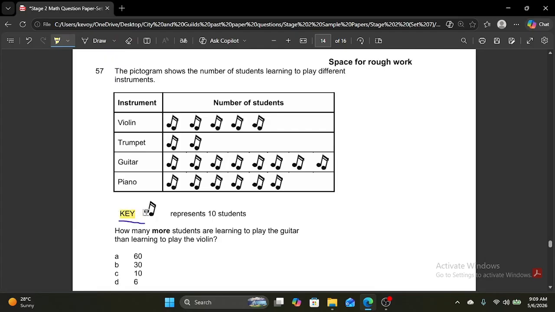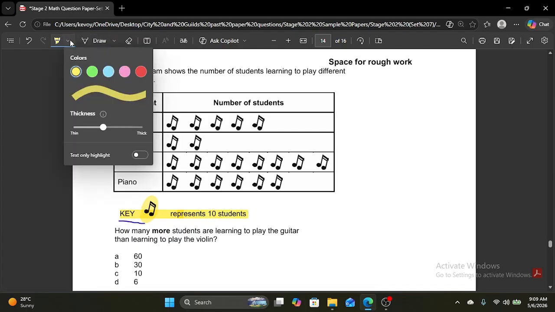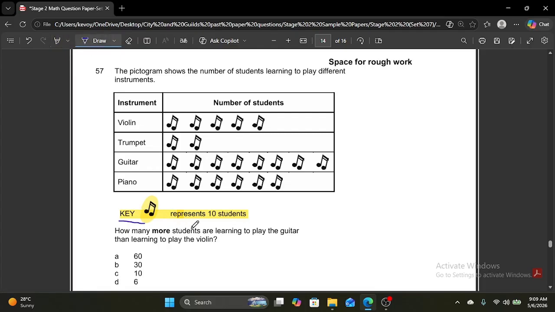The key: this symbol right here represents what? 10 students. So anytime you see this symbol right here, it means 10 students. Alright? So now, how many more students are learning to play the guitar than persons playing the violin?